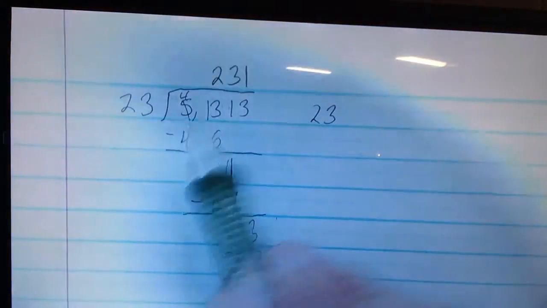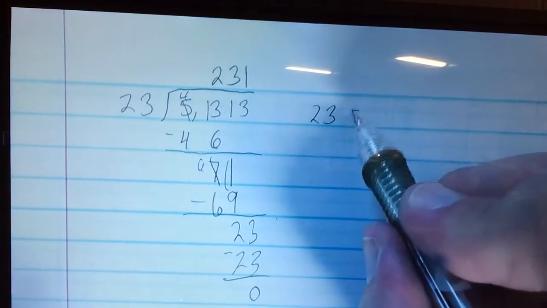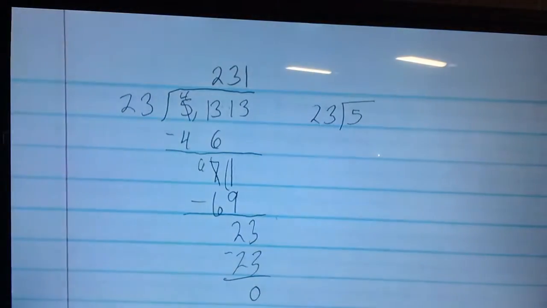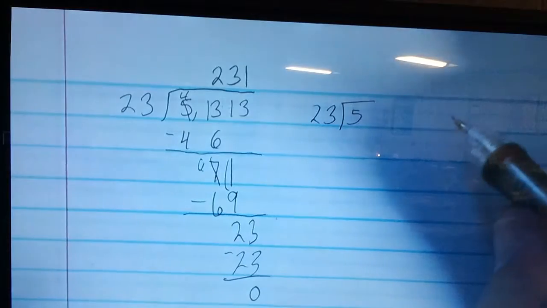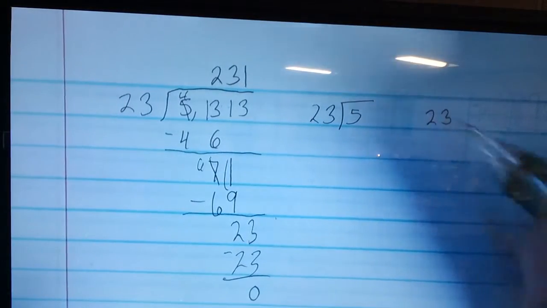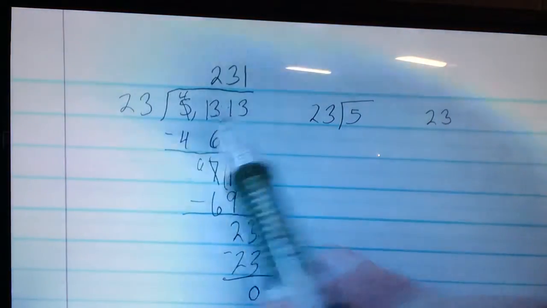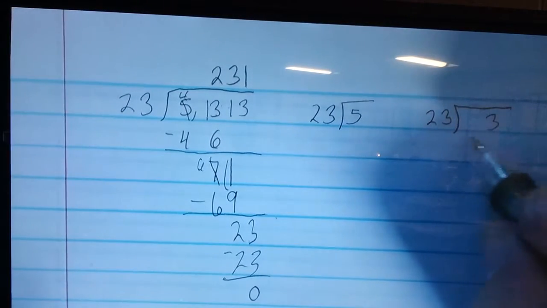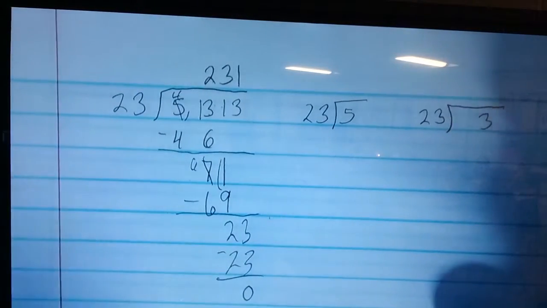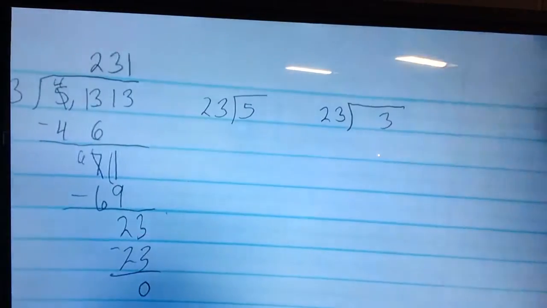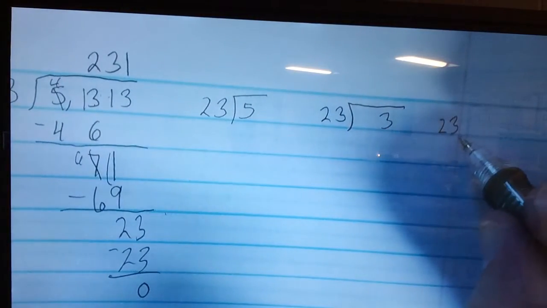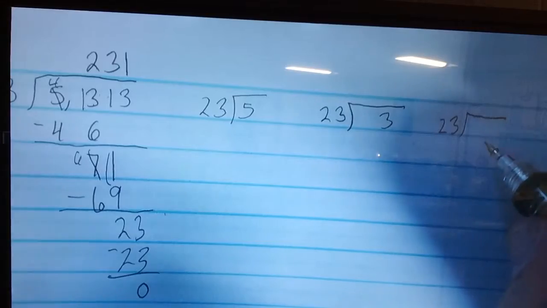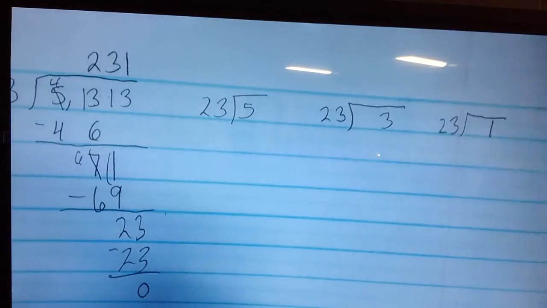And that 5 that's left alone, I'm going to put it here and make a problem like that. Then I'm going to say 23 again, and then this 3 here, I'm going to put it here, but I'm going to leave space. I left a little bit of space there. And then I'm going to go ahead and say 23 here, and I'm going to leave a little bit of space, and I'm going to put that 1 right here.